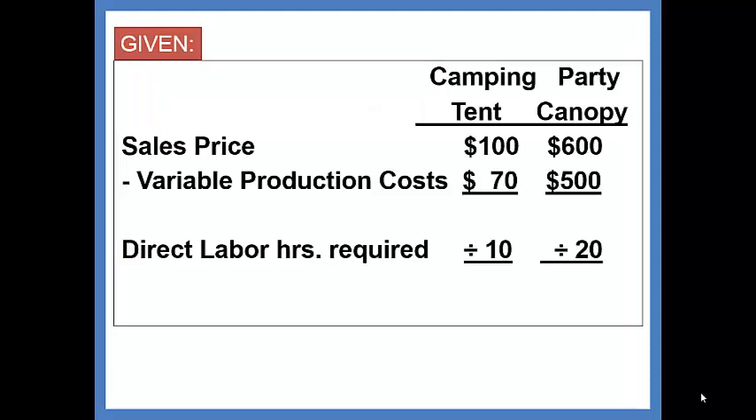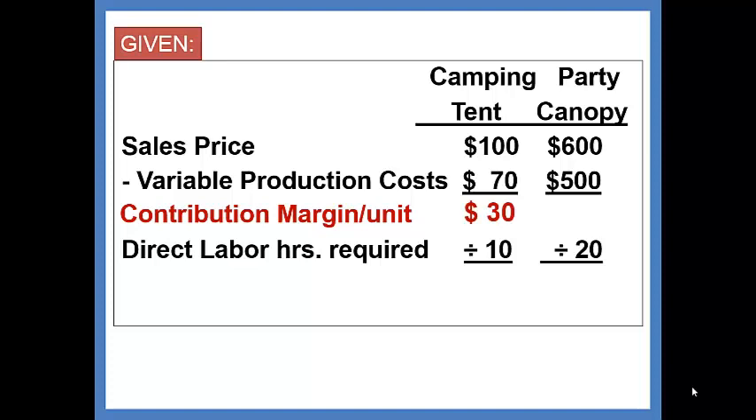Going back to what you're given, if you'll just look at that part of your notes, you know that you need to calculate your contribution margin per unit, your sales minus your variable costs. So camping tents contribute $30 toward fixed cost and income for each unit, and party canopies contribute $100. So looking at this, it looks like party canopies are more profitable.